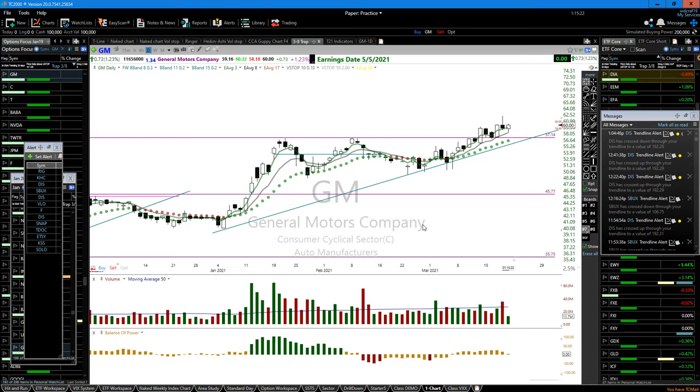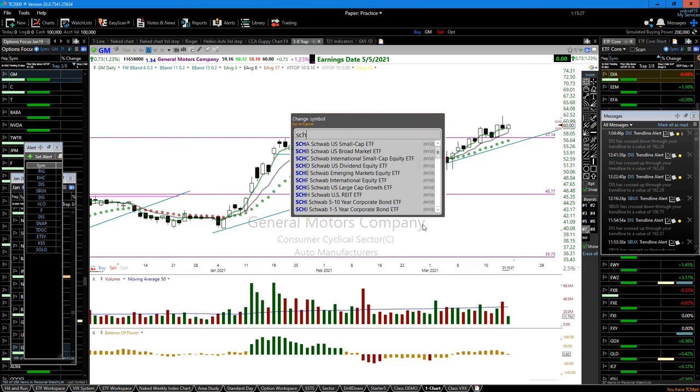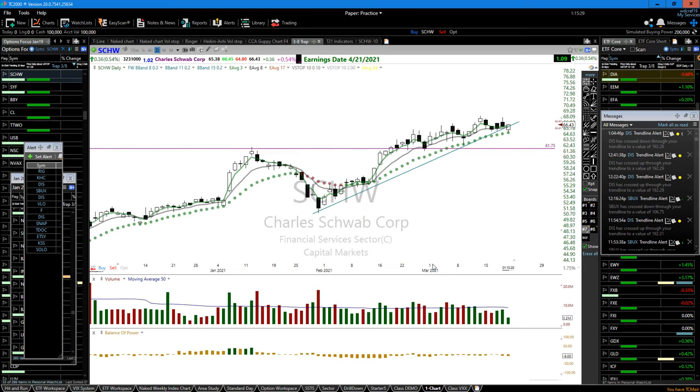We'll take a look at Schwab and we'll call it an afternoon. Schwab, what do you guys think of this chart? Stu's been studying. Beautiful trend. Holding price support. Buyers starting to set up.